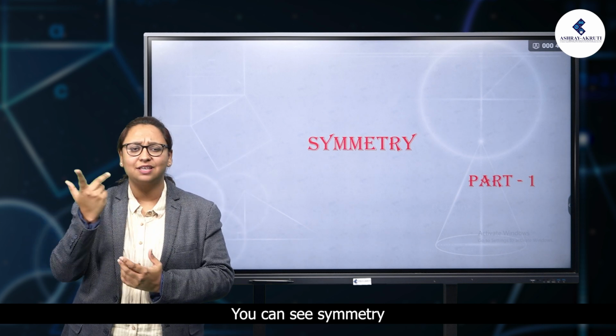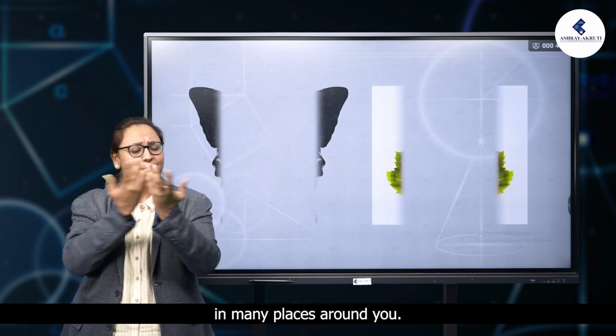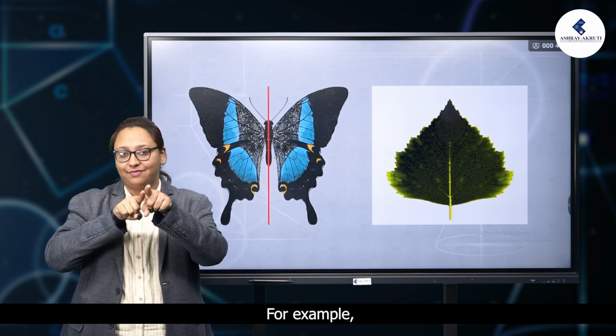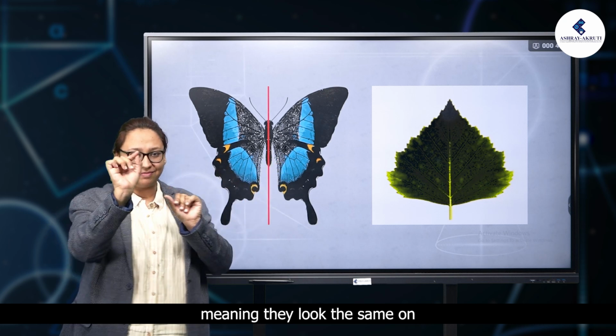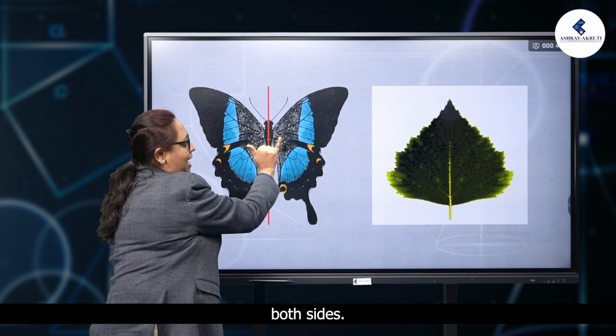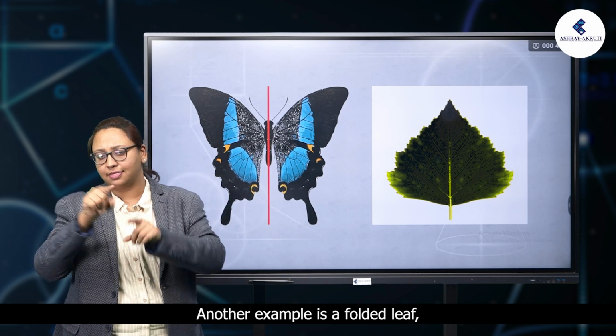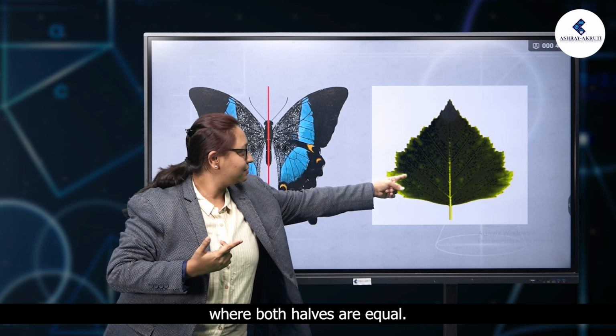You can see symmetry in many places around you. For example, the wings of a butterfly are symmetrical, meaning they look the same on both sides. Another example is a folded leaf where both halves are equal.